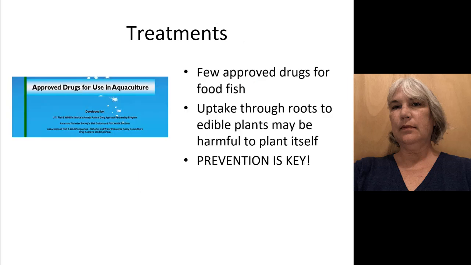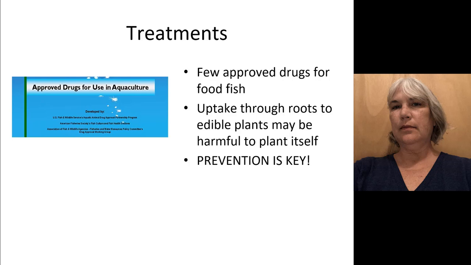And just generally treatments, there's not a whole lot of approved drugs for food fish. You can Google approved drugs for U.S. aquaculture, and there is a PDF by the Fish and Wildlife Service that tells you what drugs you can use. But we have the added caveat in aquaponics in that whatever you do to treat the fish, it could affect the plants.